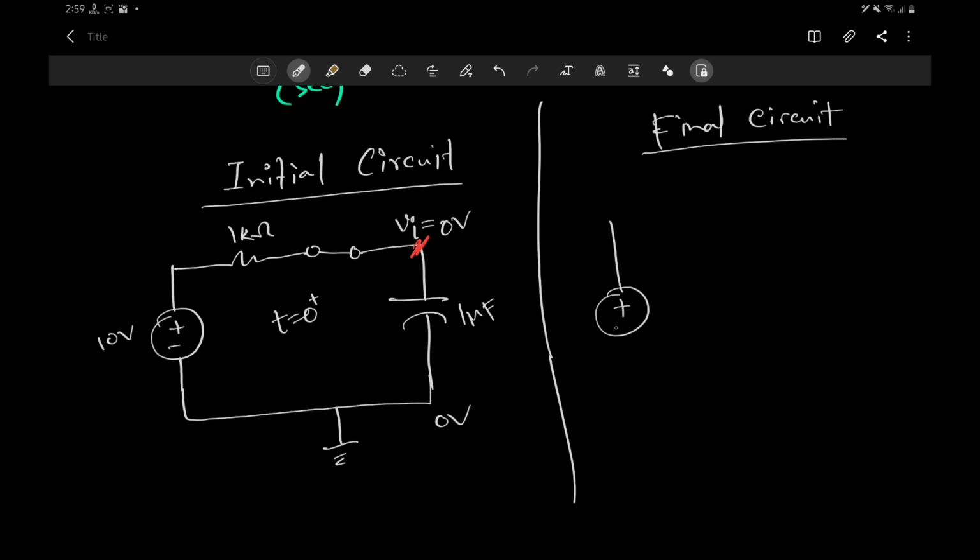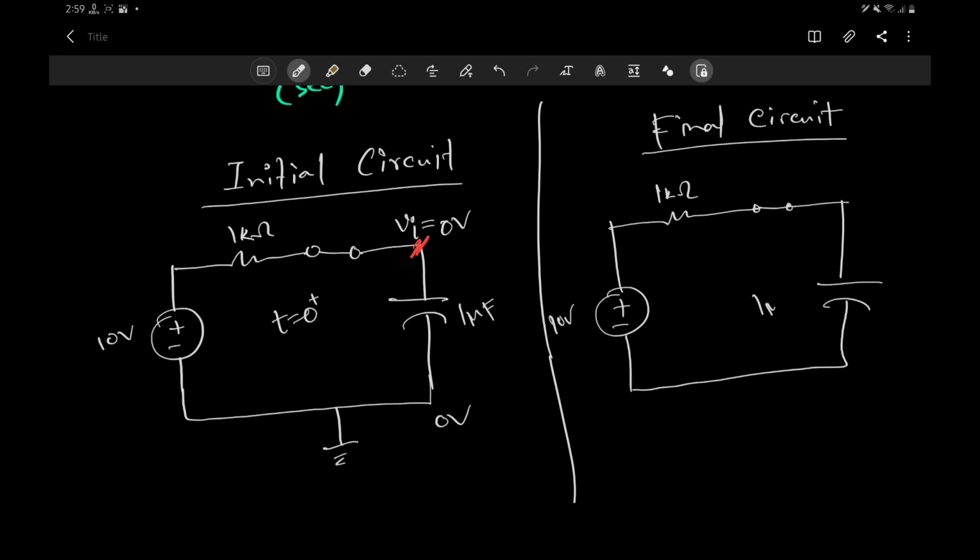And for the final circuit, you also have the same circuit, 1 kilo ohm, 10 volt here, and 1 microfarad here. So what I want to do here is use the thing I introduced in the first lecture about capacitors and inductors, that eventually, after an infinite amount of time, this capacitor will become open, right?